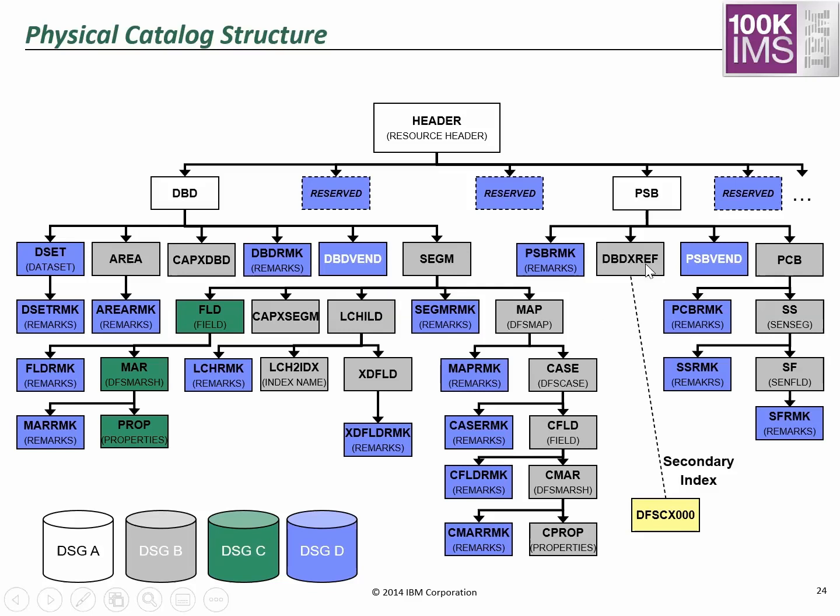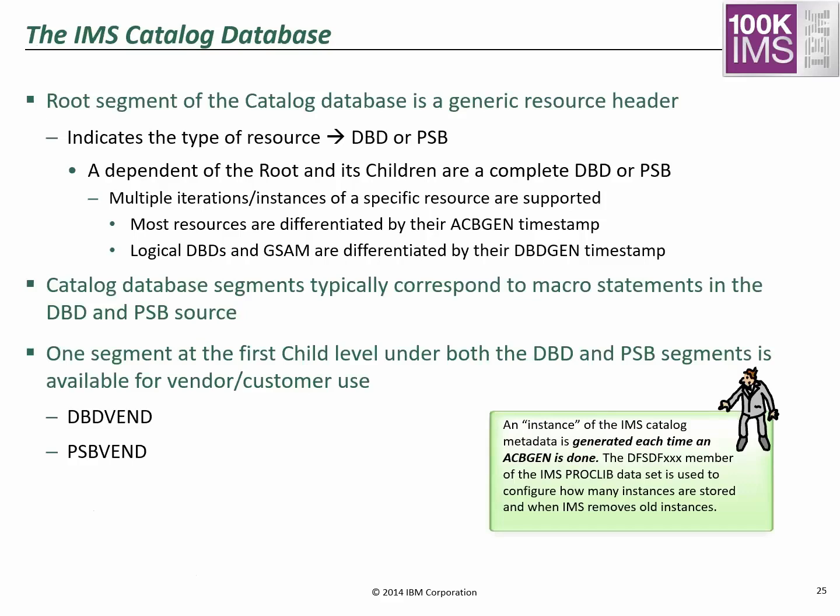And then there's one secondary index on this database, DFS-CX000, and the target segment is DBD-XREF. And basically, given a PSB, you can see which databases reference that PSB. That's what that secondary index is used for. So that's sort of the physical hierarchy, if you will, for the catalog, right? Everything that I said on the previous page is sort of documented here for you. The root segment is a generic resource header. It indicates what's underneath it, whether it's DBD or PSB.